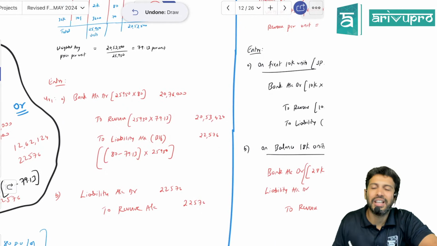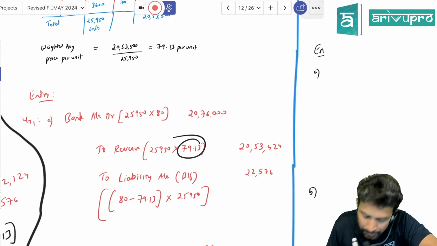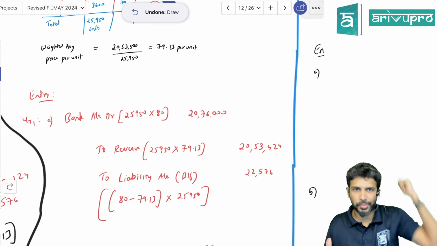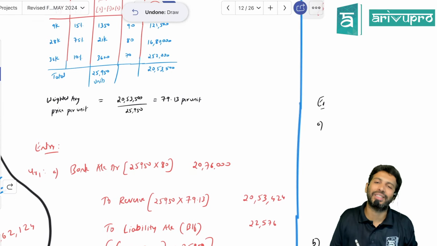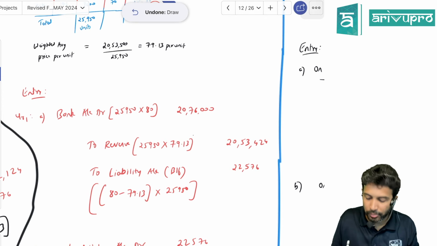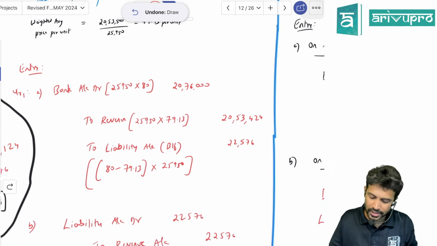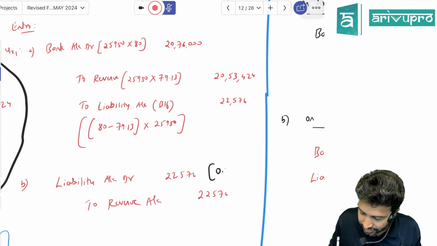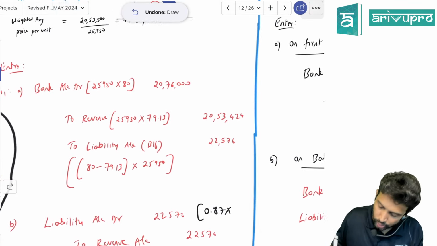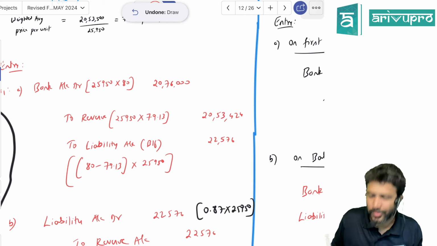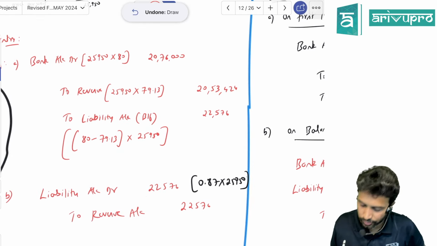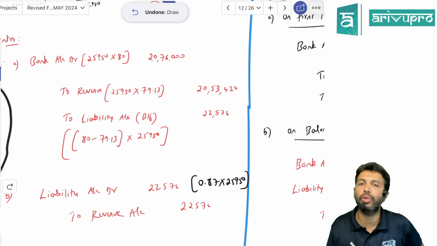Why this difference? Because we've been booking the revenue at 79.13, but the actual revenue is 80, because we are doing the accounting based on weighted average price, and the weighted average price is 79.13. Right? So revenue should have been booked as 80, but we have booked 79.13. So there is a difference. How much difference? 0.87 rupees on one unit. How many units totally got sold? 25,950. So that means we have recognized revenue to a lesser extent. How much less? 22,576. If you do these two multiplications, you will get 22,576.